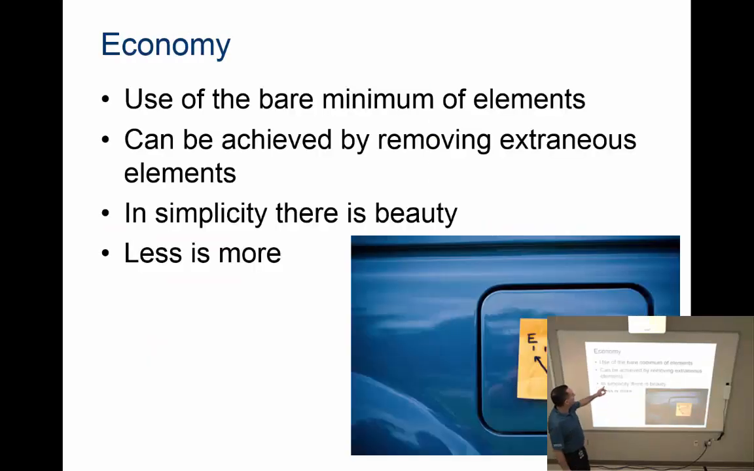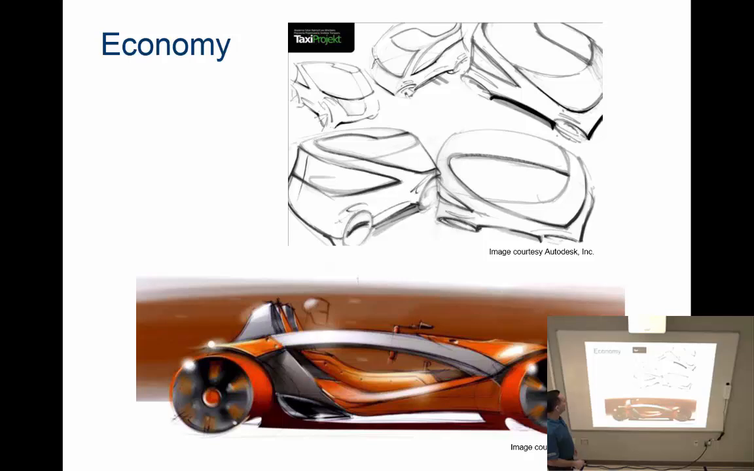And then finally, the last one, economy, which is the use of the bare minimum of elements. This can be achieved by removing elements that aren't necessarily needed, and it's the concept of, in simplicity, there's beauty, or less is more. So if you find an object and you find it difficult to find many elements within that object, maybe the design principle is economy, right? So scale back, very simple in design.